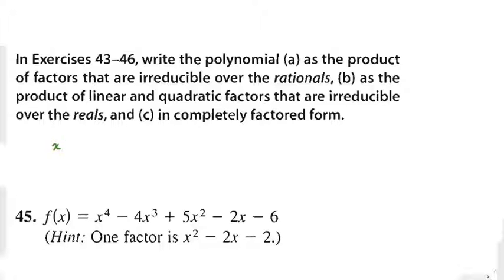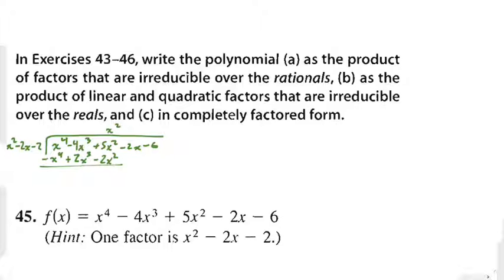x to the 4th divided by x squared is x squared. So if I go x squared times that, x squared times that, x squared times that, I get x to the 4th minus 2x to the 3rd minus 2x squared. I'm changing all the signs. I add them together. These cancel out.